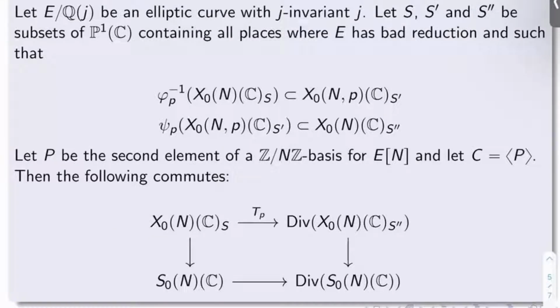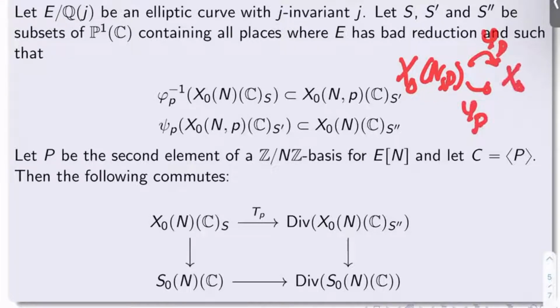I want phi sub P inverse of the S complex points of X sub 0 of N to be contained in the S prime complex points of X sub 0 of NP. And I want psi sub P of the S prime complex points of X sub 0 of NP to be contained in the S double prime complex points, excuse me, of X sub 0 of N. So remember, we have this Hecke correspondence, right? It's two maps, phi sub P, psi sub P from X sub 0 NP to X sub 0 N.